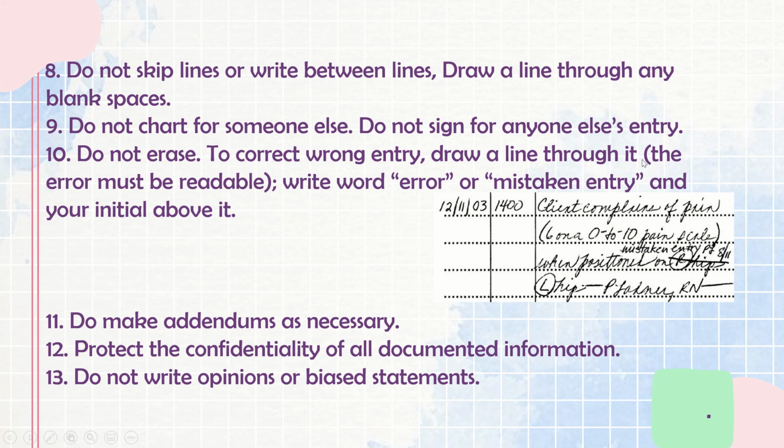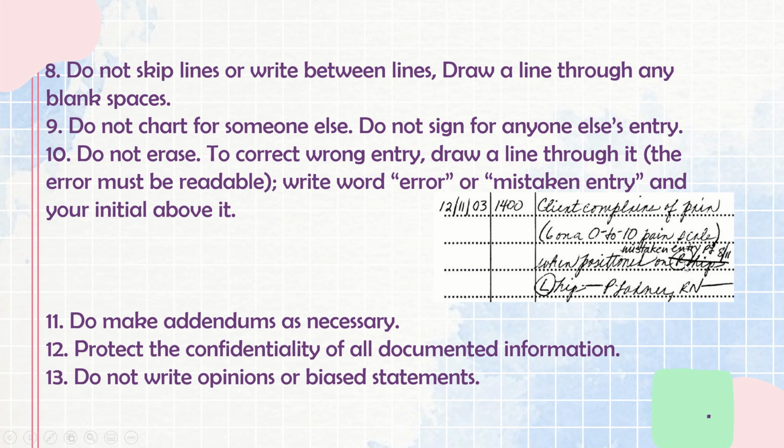Draw a line through it. The error must be readable. And then write the word error or mistaken entry and your initial above it. So, for instance, ito yung charting natin. Client complains of pain, 6 on a 0 to 10 pain scale, on right hip. Pero dapat ang susulat mo pala dito is left hip, pero ang nalagay mo is right hip.